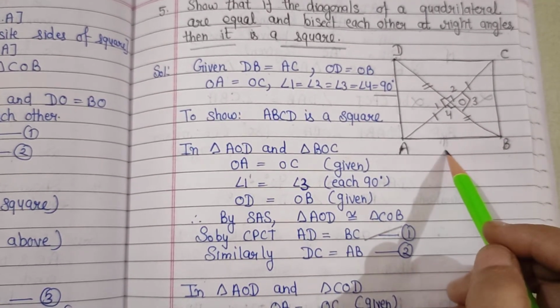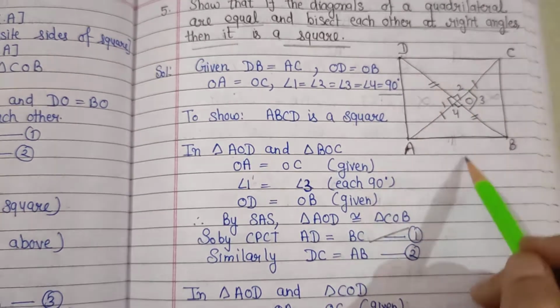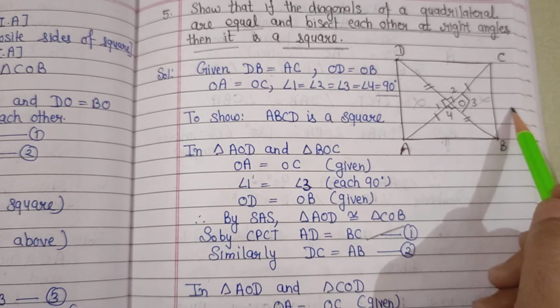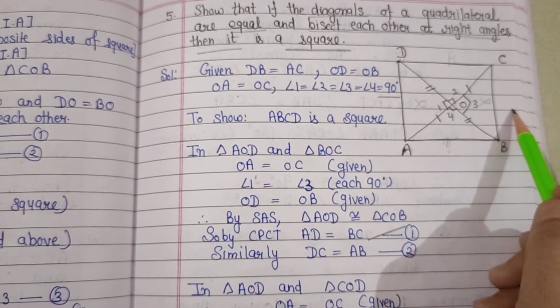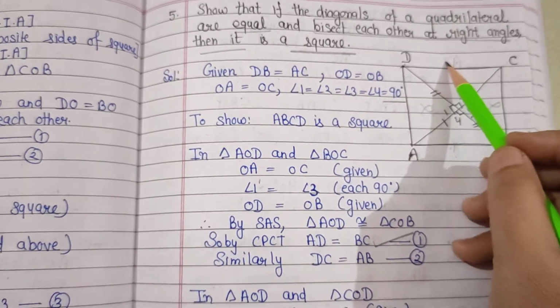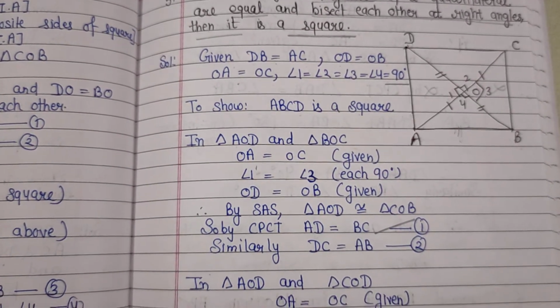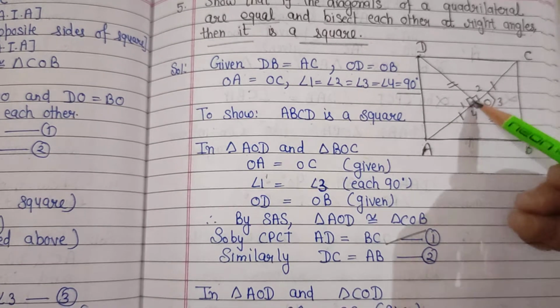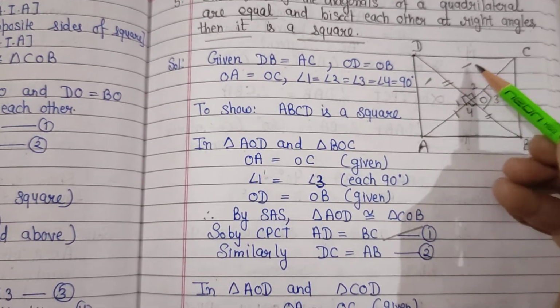Now till the time I have proved that the opposite sides of the quadrilateral are equal. It means it is a parallelogram. But I have to show that all the sides are equal. For that, now the second time I am taking triangle AOD and COD. These two triangles I am taking.